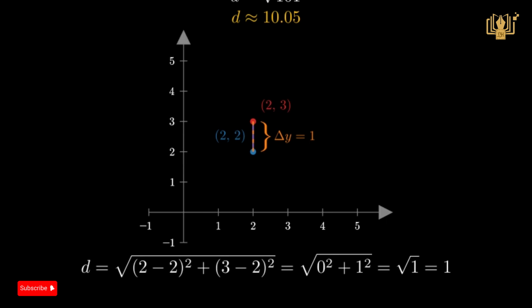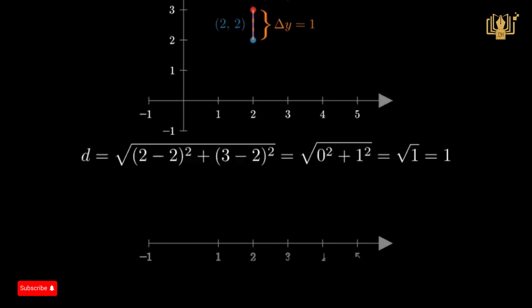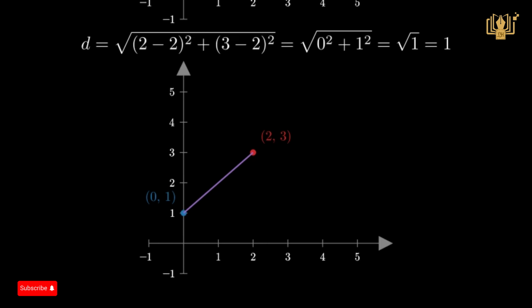Example 3. Find the distance between (0, 1) and (2, 3). We plot the points and draw the distance segment. Here, delta x equals 2 minus 0, which is 2, and delta y equals 3 minus 1, which is 2.